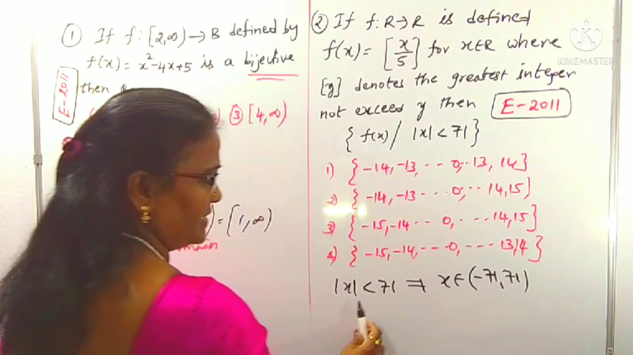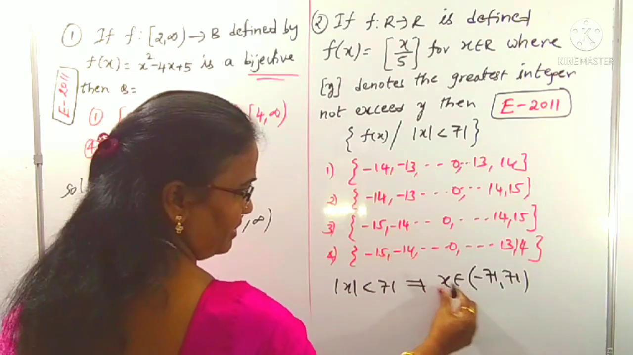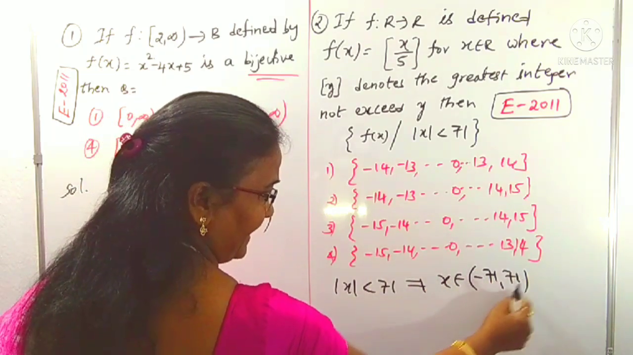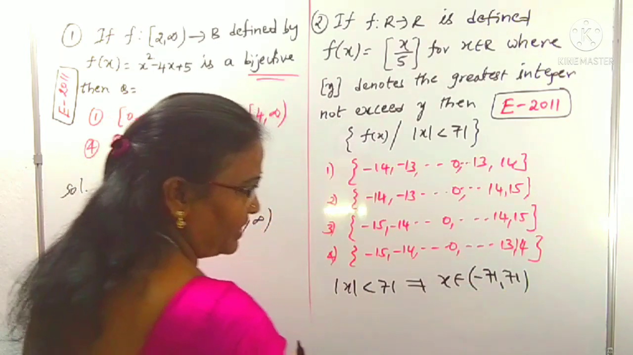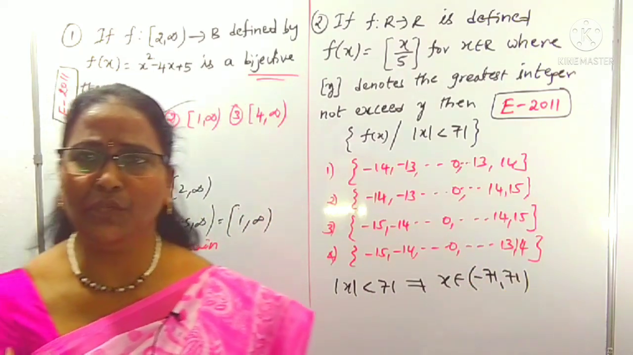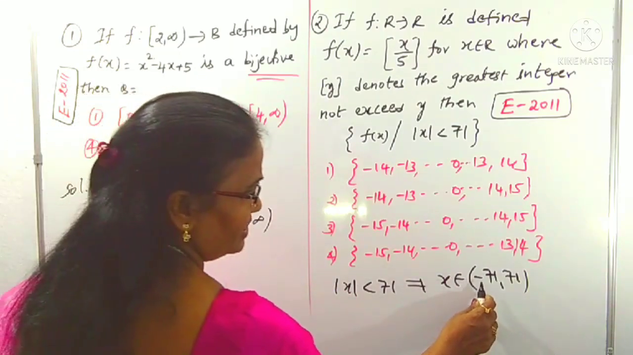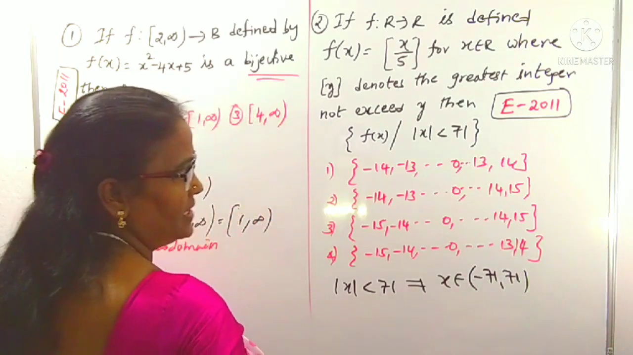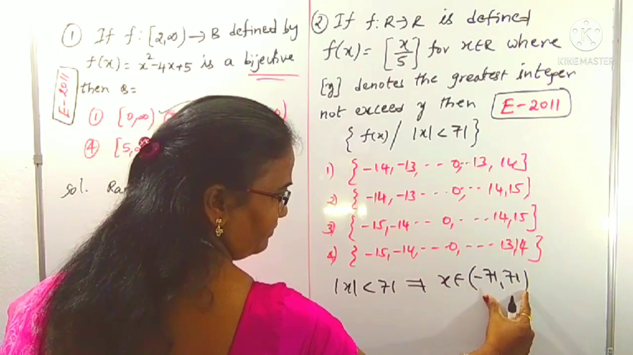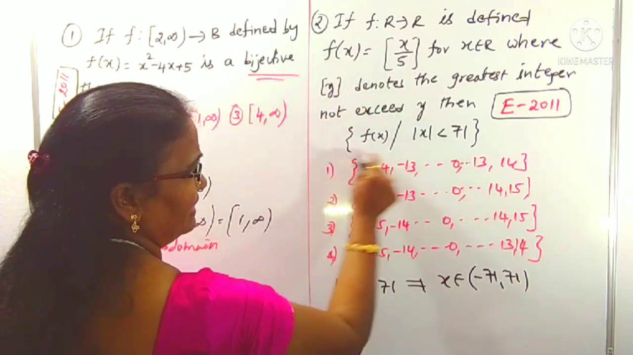You should remember, guys, this is a condition. If mod x is less than some a, then x belongs to the open interval minus a to plus a. If it is less than or equal to, we can use a closed interval. Open interval means excluding, closed interval means including. So we take the x values from minus 71 to plus 71, and in between there are many values. Using these x values, we have to find the f of x values. That is our required result.